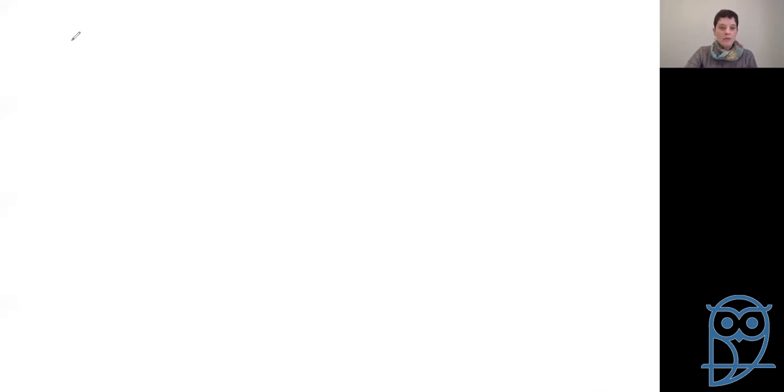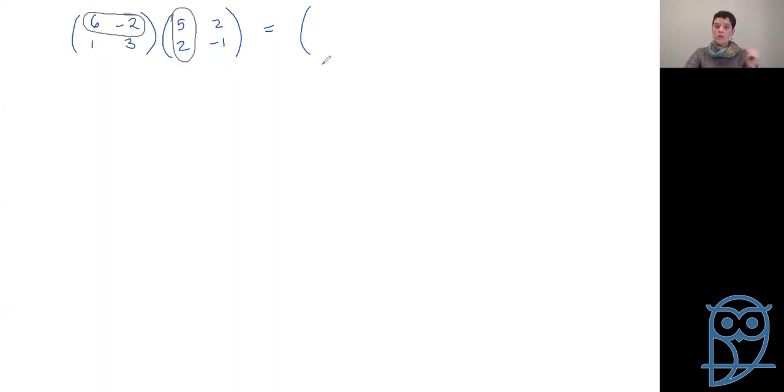So how about [6, 1; -2, 3] times [5, 2; 2, -1] equals. Even in an exam, take a pencil, circle the first row, circle the first column. It helps you keep track of where you're working. So we're starting in that top left. 6 times 5 is 30. 2 times minus 2 is minus 4.